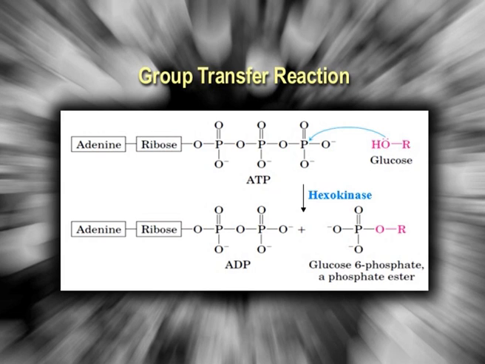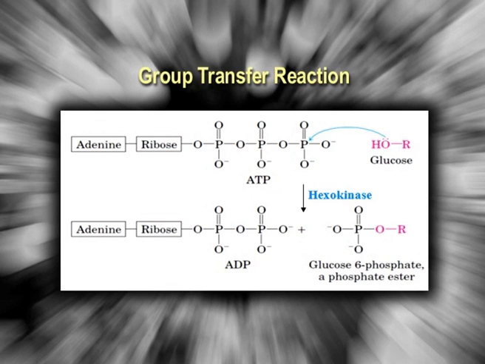Example of a group transfer reaction. See glucose with its hydroxyl group. This is the hydroxyl group attached to the 6th carbon. Itself, it is not that active because this OH group is a very poor leaving group. Consequently, glucose in this form cannot participate directly in the nucleophilic substitution.